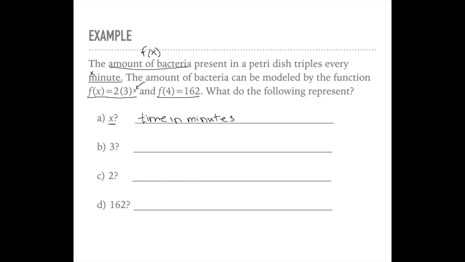If you simply put minutes, that is fine. 3, in this case, the 3 is right here. We said that was the base or the multiplier, sorry. So we started with 2 and we times it by 3 x times. So 3 represents the tripling, which is my b value. So the 3 is the amount of bacteria tripling every time. You could put the tripling effect of bacteria per minute or the growth per minute, anything along those lines.